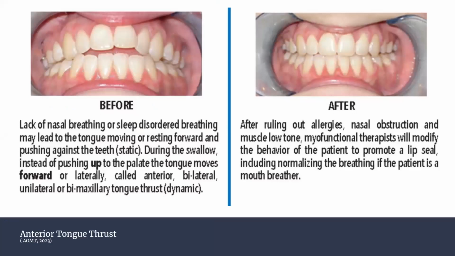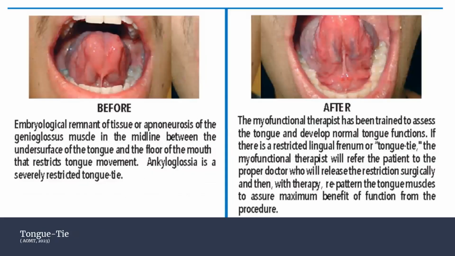The next case is a tongue thruster. So in this case, the tongue pushed against the teeth during swallowing, but instead of pushing up towards the palate, the tongue moved anteriorly. So the OM therapist promoted lip sealing and breathing exercises. The next is a tongue tie patient or ankyloglossia. It's a restriction of the lingual frenum. In this case, the OM therapist referred the patient to a release restriction and repatterned the tongue muscles for maxillary benefit following the procedure.